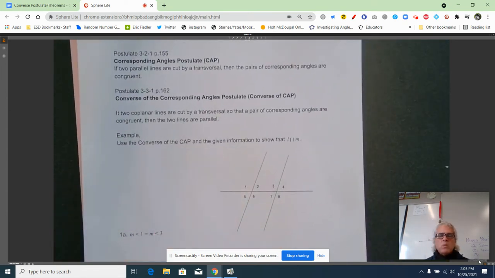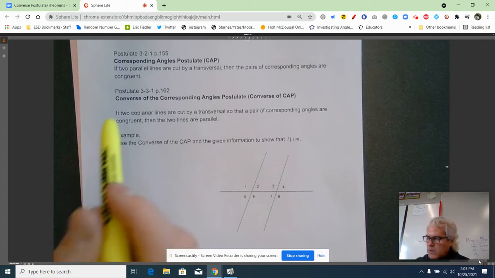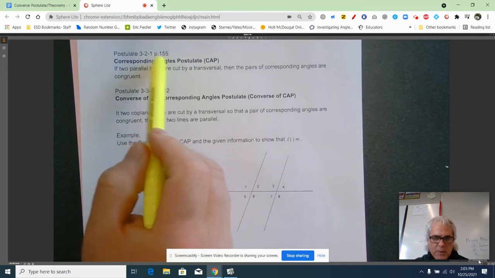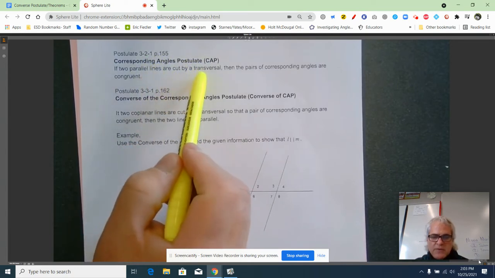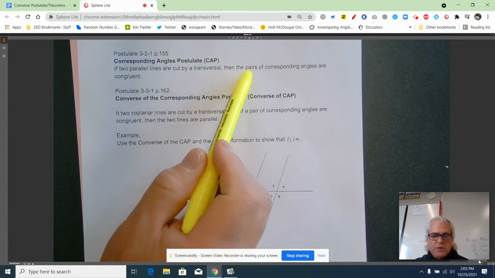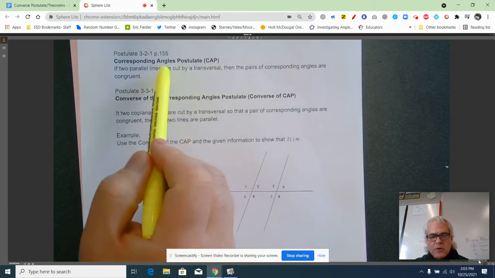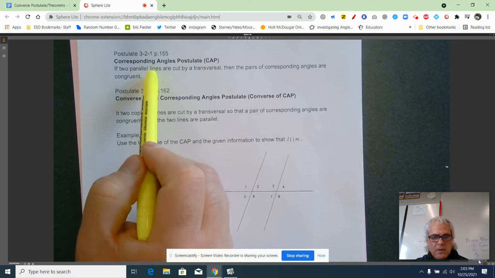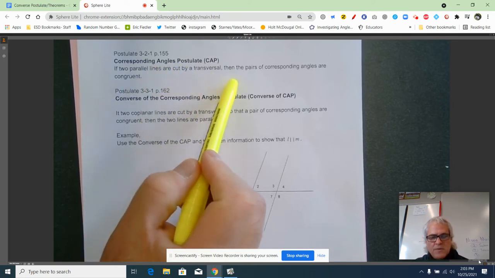So the last section, the one that we just got done working on, said postulate 3-2-1. We just call it CAP, corresponding angle postulate. If two lines are cut by a transversal, then the pairs of corresponding angles are congruent. So notice in this postulate, you're given that the lines are parallel, and then the corresponding angles are congruent.